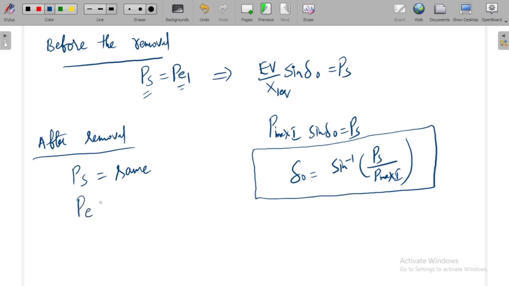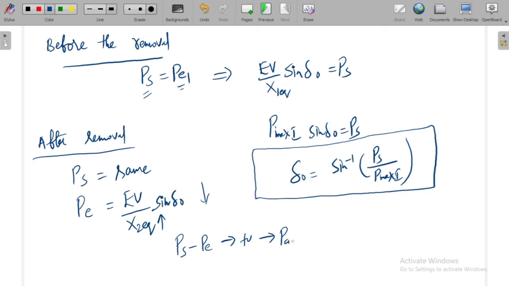Whereas PE, what about PE? Now PE is EV by X2 equivalent into sine delta 0 at the same angle. Now what happens? X1 equivalent is less than X2 equivalent, means X2 equivalent is greater. As this rises, PE is reduced. As PE is reduced, you have PS minus PE positive. PS minus PE positive is nothing but PA is positive. As PA is positive, we can call this the acceleration region, right? That can be understood from the following figure.